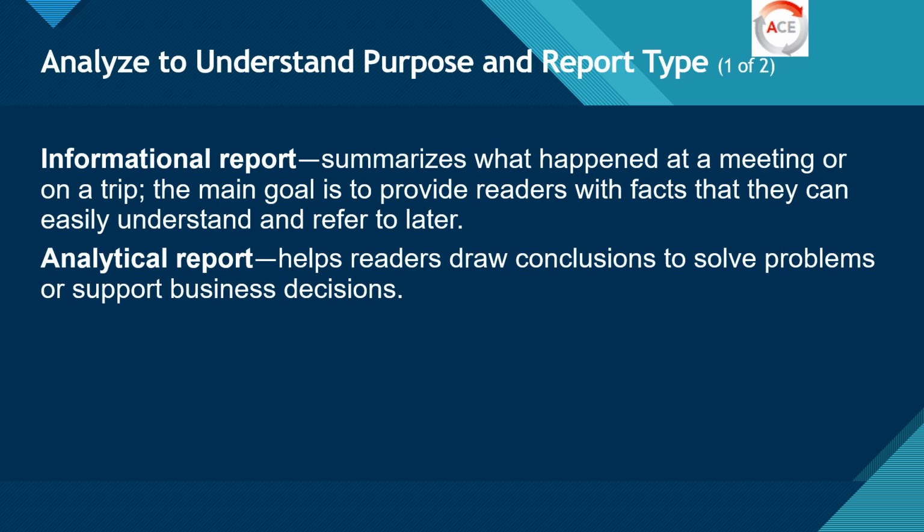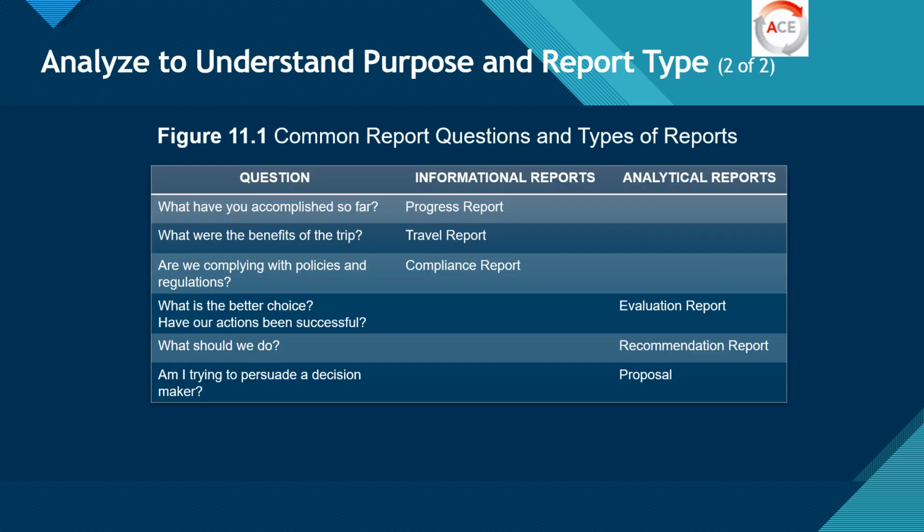And an analytical report helps readers draw conclusions to solve problems or support business decisions. For example, a report that analyzes what you learned on a business trip and then makes a recommendation would be an analytical report. The first step in writing a report is to identify the question you are answering and the type of report you are writing. The figure here lists common business questions and the types of reports that answer them.